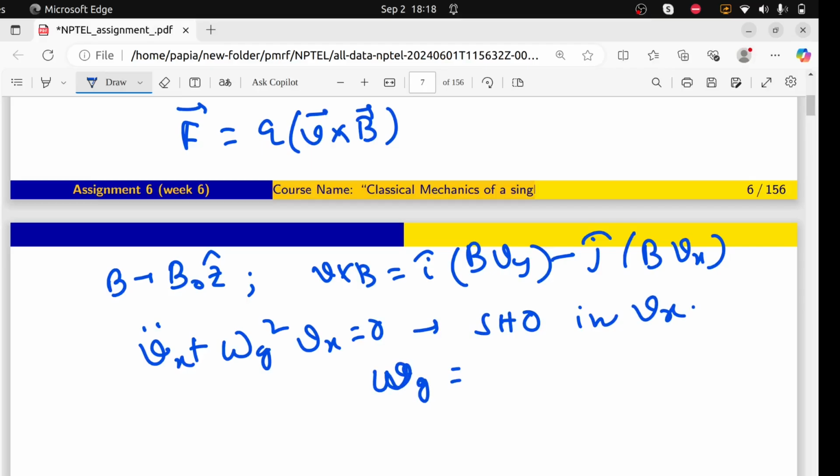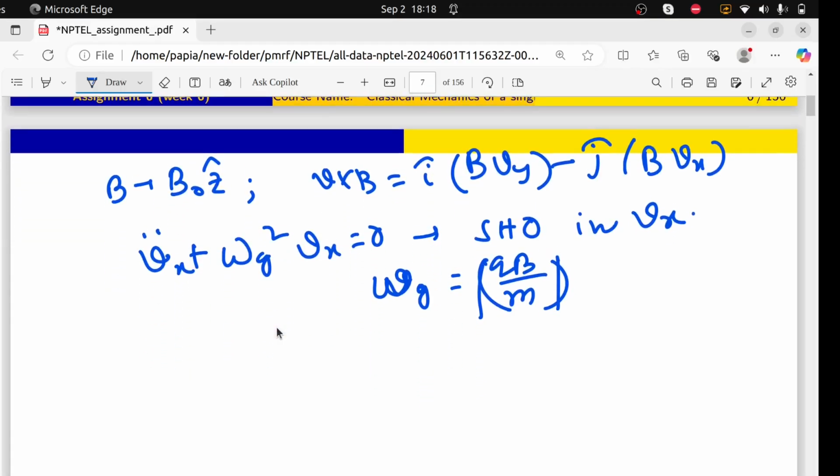Omega z is nothing but the gyro frequency, and the gyro frequency value is qB by m. Okay, it is basically a mod value, right? So that will be different for electron and positron, because q will be different for electron and positron. So this is the simple oscillation equation in Vx.